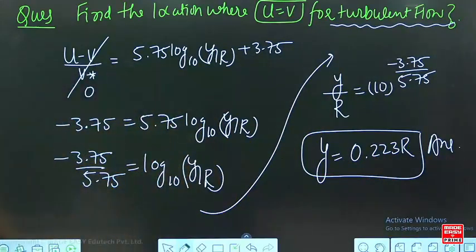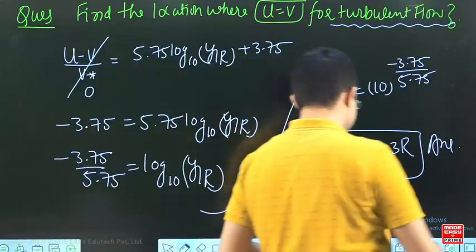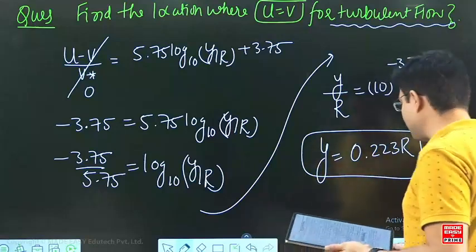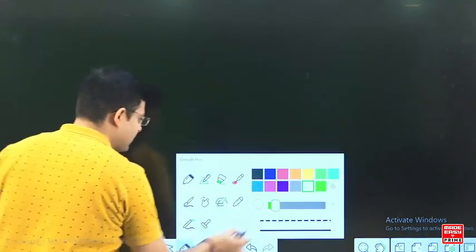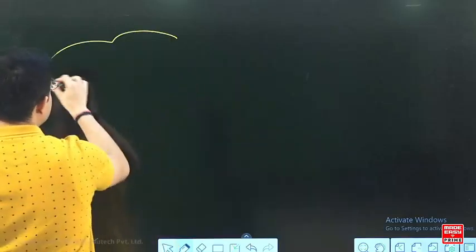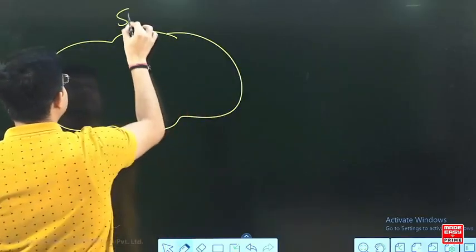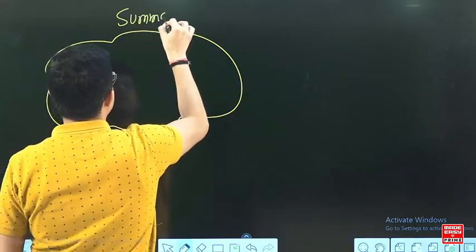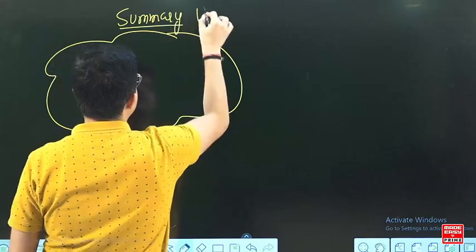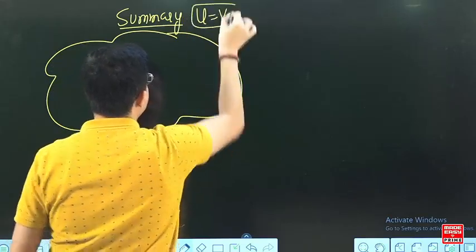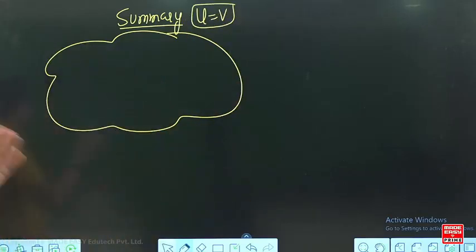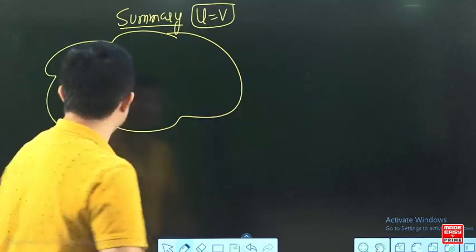And that's our answer. So kindly remember for the objective paper. Let me make a summary. Otherwise, you are not going to take it seriously. This is a summary of what? This is a summary for when U becomes equal to V.